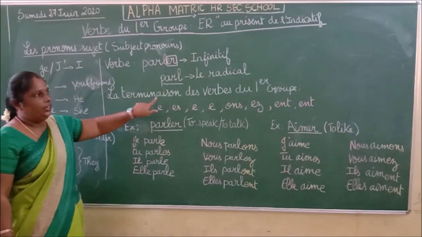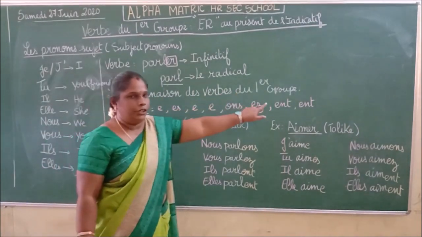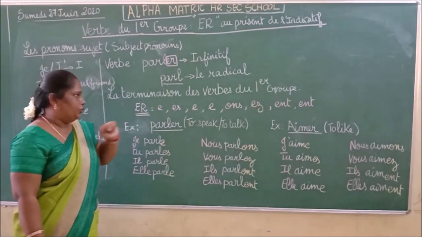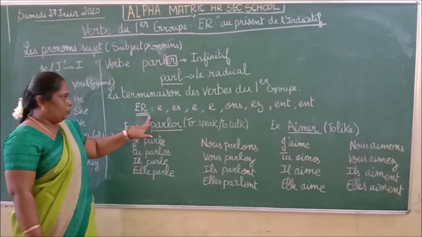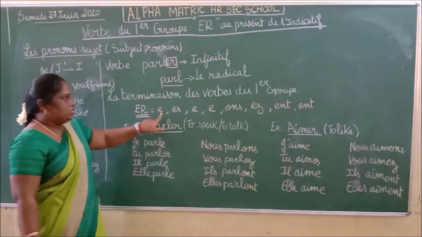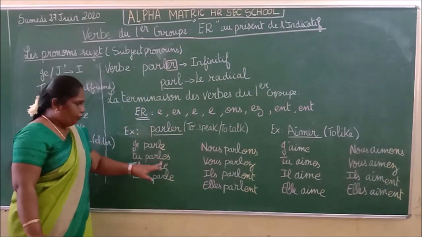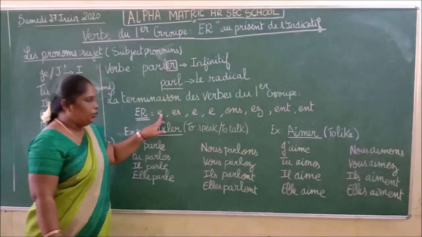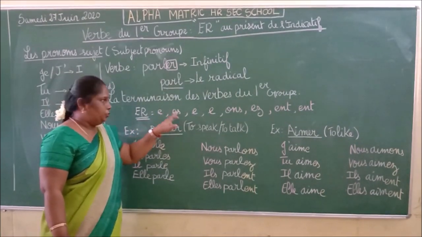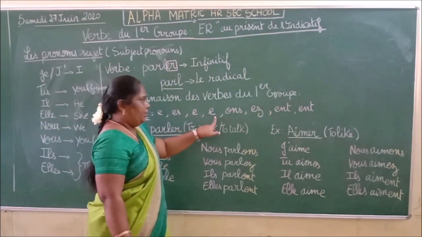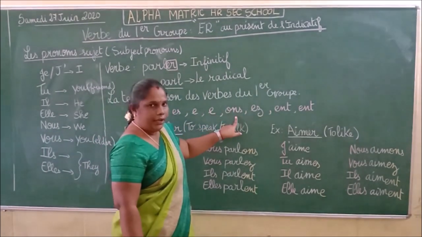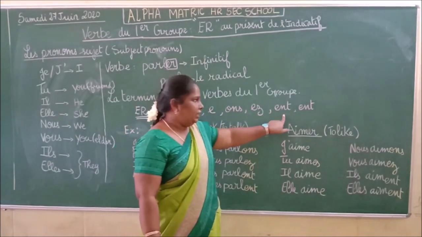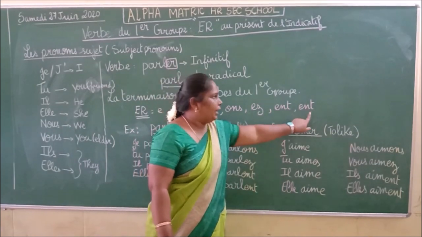So la terminaison des verbes du premier groupe. The endings of the first group verbs. So here I have written the er group verb endings. These endings are commonly used. For each subject you have to put an ending: e for je, es for tu, e for il, e for elle, ons for nous, ez for vous, ent for ils and elles.